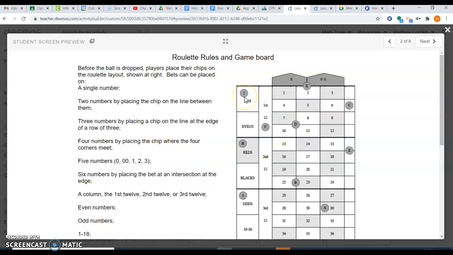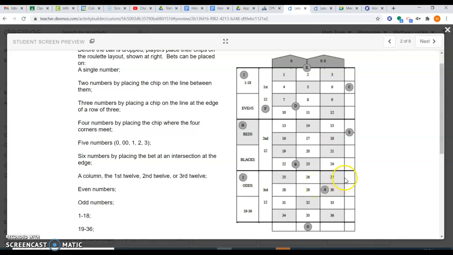This person J is betting that the number is going to land between 1 and 18. This person C here is betting that it's going to land either on 4, 5, or 6. D is betting on all four of these that it could land on. F is betting on the first 12, so that means 1 through 12. H is betting on all the reds, and you can kind of see as it's going. E is these two rows here, 13, 14, 15, 16, 17, 18.